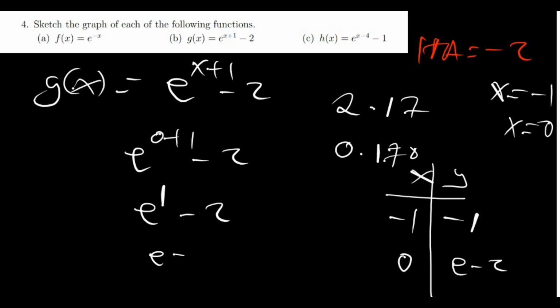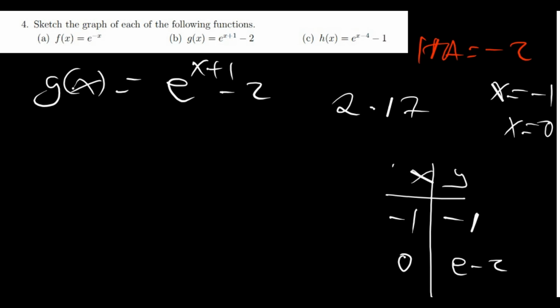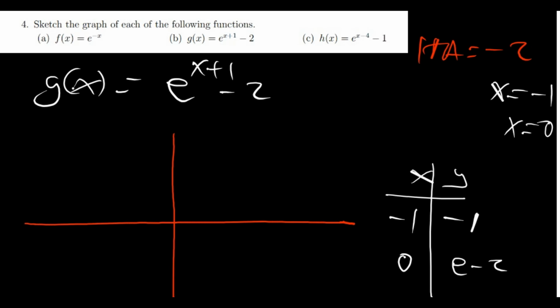Okay, so what I'm going to do now is I'm going to have my graph. I'm going to say, here is my graph. So I have this. My horizontal asymptote is going to be at 0.